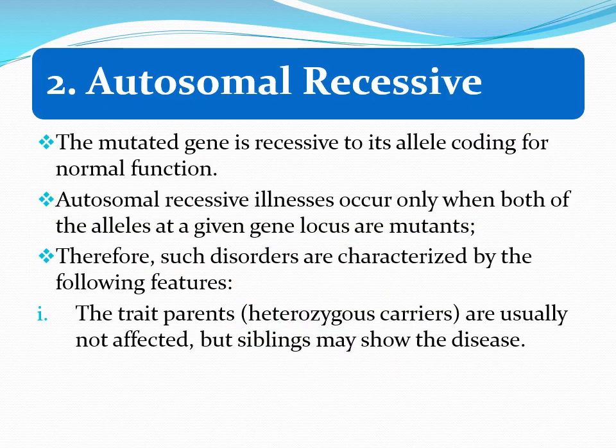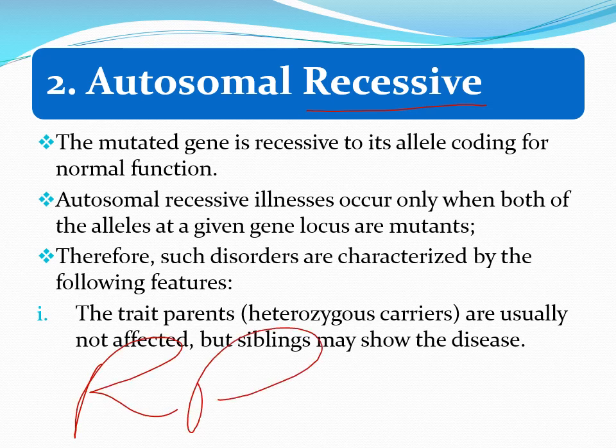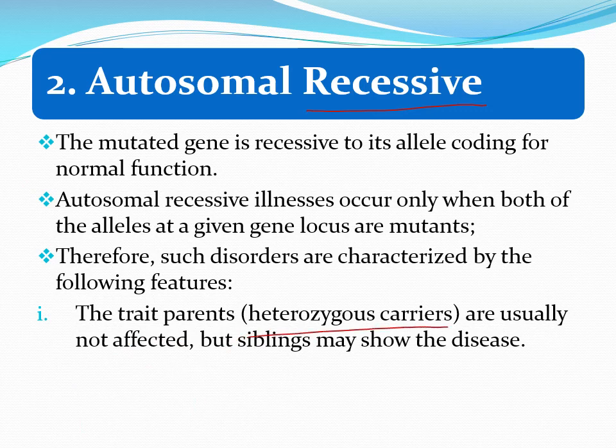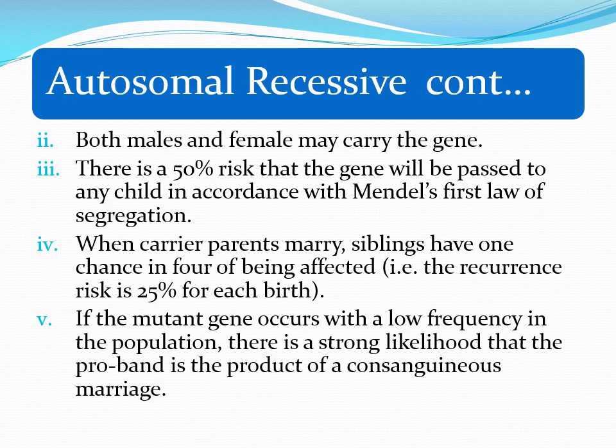Okay, coming to recessive, remember recessive cannot express itself phenotypically when there is a dominant. That means to have a disease in autosomal recessive, there must be two recessives for the disease to occur. When there is a dominant, the recessive will not express itself. Therefore, the patient will not show the disease, but will remain a carrier. That's why I say heterozygous carriers. Both male and female may carry the genes. There is a 50% risk that the gene will be passed to the child in accordance with the first Mendelian law.